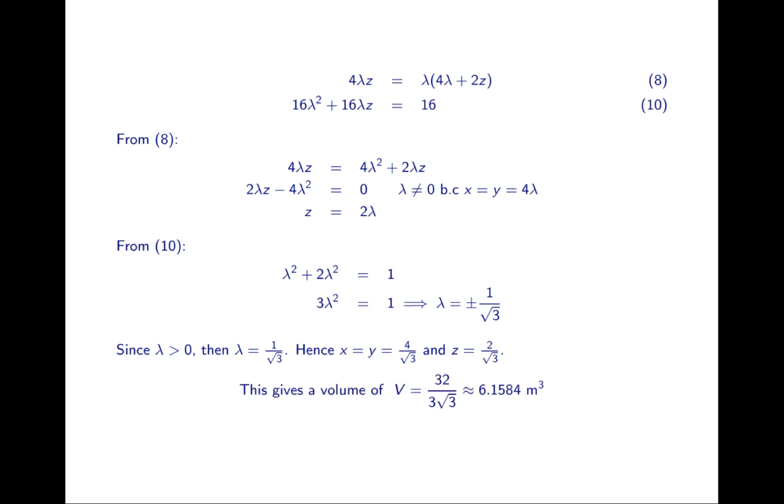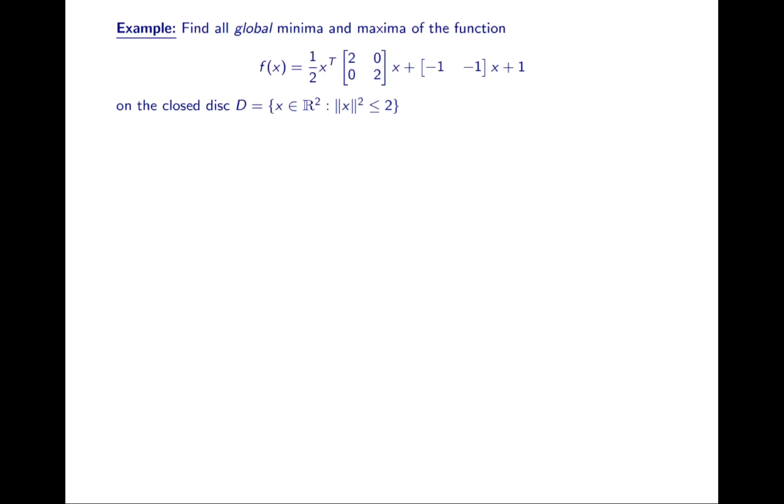That gives us a volume of 32 over 3 times the square root of 3, which is approximately 6.1584, exactly what the Newton algorithm gave us. So that works out. And again, where our path diverged, you should try the other route as an exercise. So let's work out another example.